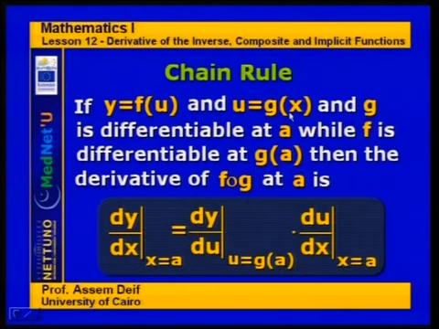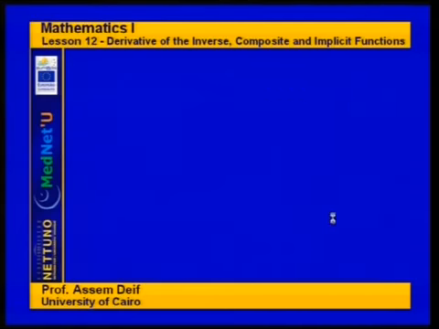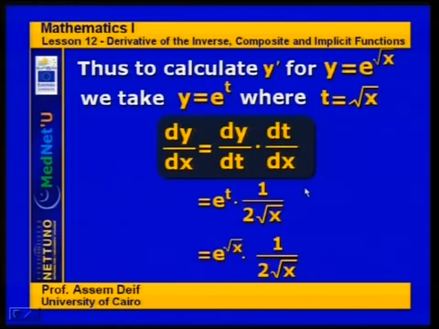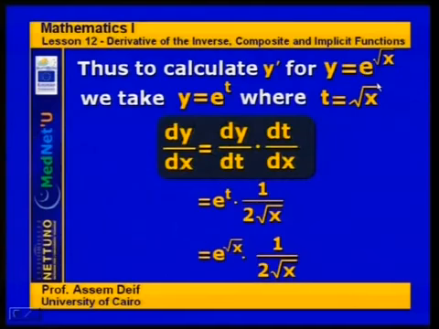So the chain rule tells you the following. If y is equal to f of u and u is equal to g of x, and g is differentiable at a, while f is differentiable at g of a, of course, then the derivative of the composition at a is dy by dx at a, equal to differentiating first with respect to u at g of a, then you multiply it by the derivative of u with respect to x. This allows you to manipulate many functions to obtain the derivative. Suppose, for example, you have a function of this sort, e to the power square root of x. This is a composite function between two functions, which are e to the power x and square root of x.